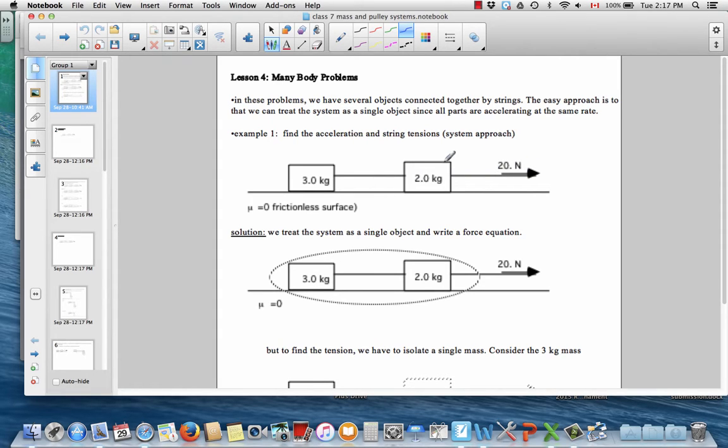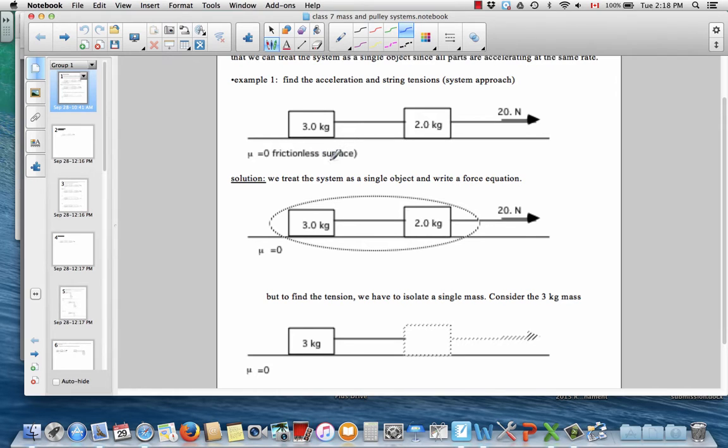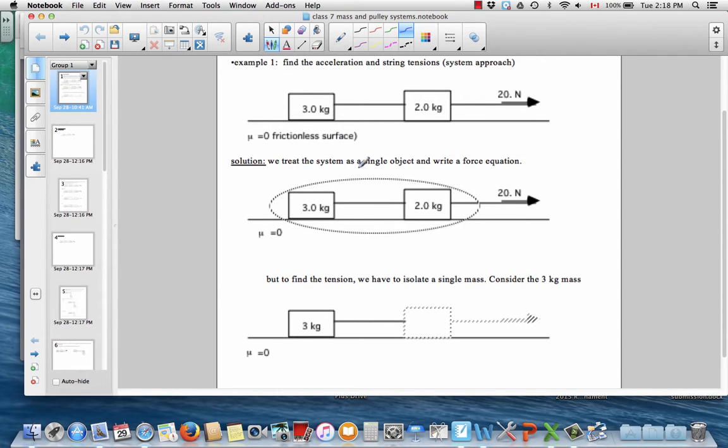Now there's a couple of ways to solve this. One I'll call the system approach, and that works when it's a very simple problem. So here it's just two blocks and a frictionless surface. What we do in this case is we treat the system as a single object, a single 5 kilogram object, and then just write a force equation.